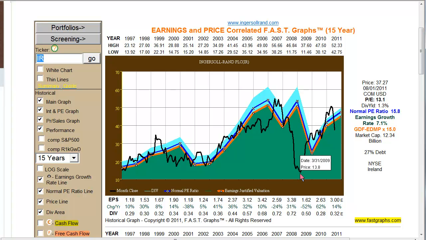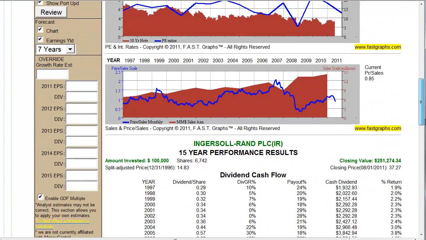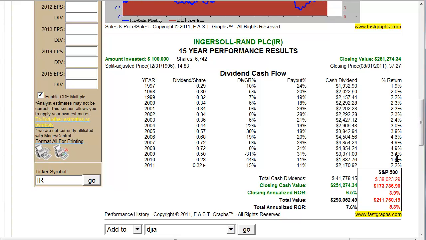You'll notice that price came from the low teens and got all the way up into the 50s, which really was above its earnings justified value, and has subsequently now fallen back into what could be an undervalued situation with the current PE at 13 times earnings. The company pays a 1.3% dividend yield, and we look at performance associated with this graph.